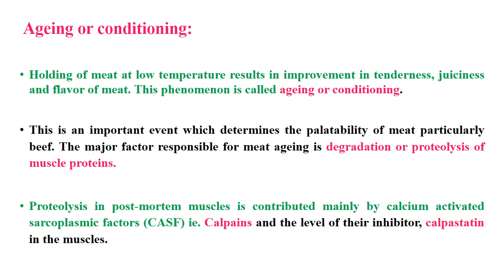The major factor responsible for meat aging is degradation or proteolysis of muscle protein. So when we hold the carcass at a lower temperature, slowly there will be enzymatic activity which causes breakdown of protein and gives better flavor and tenderness. This proteolysis in post-mortem muscle is contributed mainly by calcium activated sarcoplasmic factors. They are enzymes also called calpains, and their inhibition is done by calpastatin. So if the calpain is more and the calpastatin is less, then that will give very desirable changes. This we have discussed in the early stage of my lecture, conversion of muscle to meat, followed by aging. In future I want to make a more detailed lecture only on aging and the chemical changes and its benefits, etc.